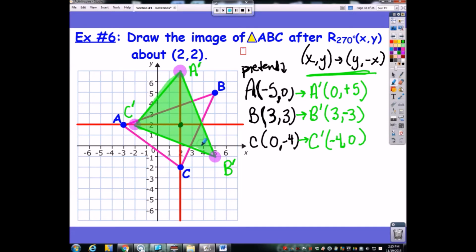Now, this is just one way of doing this particular problem. Okay, if you have to rotate not around 0, 0, the other method involves slopes, and we'll discuss those in the next 2 examples.